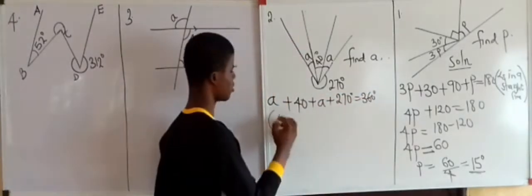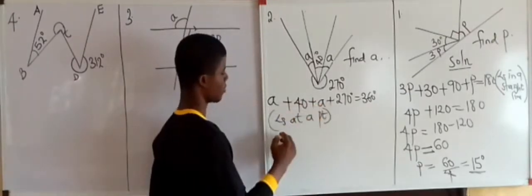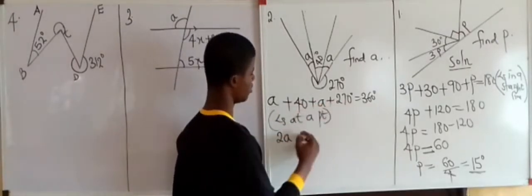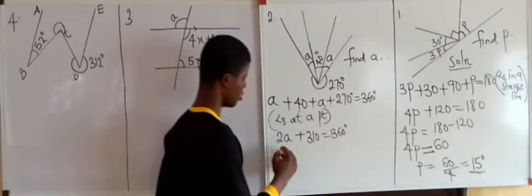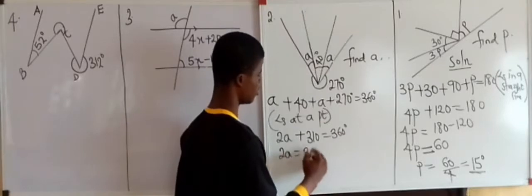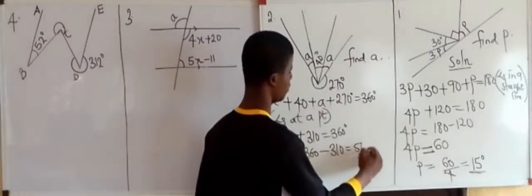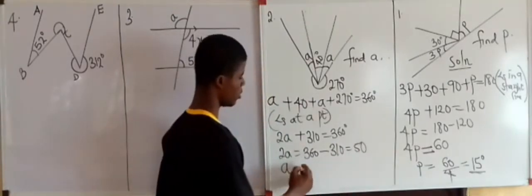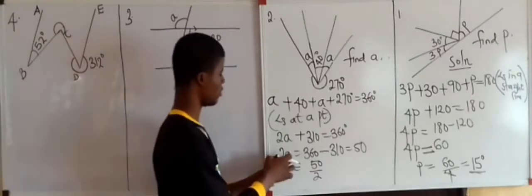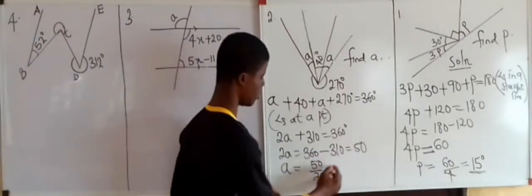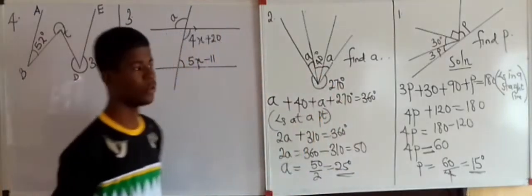The reason is because angles are at a point. So this is 2A. 40 plus 270 is 310, equal to 360 degrees. So 2A is equal to 360 minus 310. This will give us 50 degrees. So A is equal to 50 over 2. I'll divide both sides by 2. This gives me 25 degrees. So A is 25 degrees.